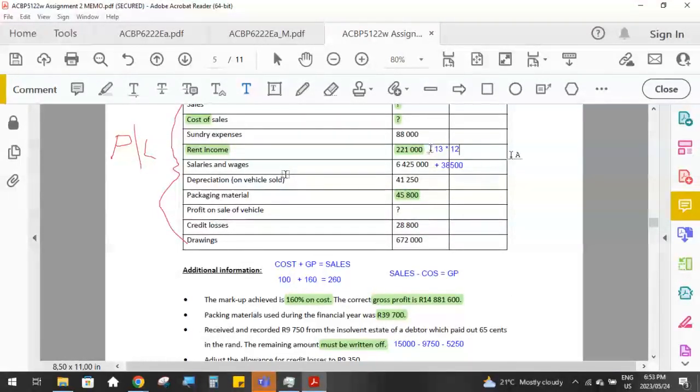So we've got rental income received in advance, which must come out of this. So if we take 221,000 divided by 13 months, we will calculate the value of 1 month's rental, and that's the amount that must be removed from this. Credit rent income and debit income received in advance. And we only want to record 12 months' worth of rent.